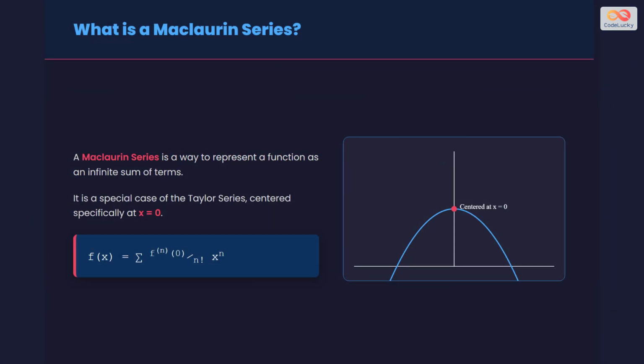First, let's define what we are working with. A Maclaurin series is a specific type of infinite series expansion. It is essentially a Taylor series that is centered at x equals 0. This allows us to approximate complex functions using simple polynomials.